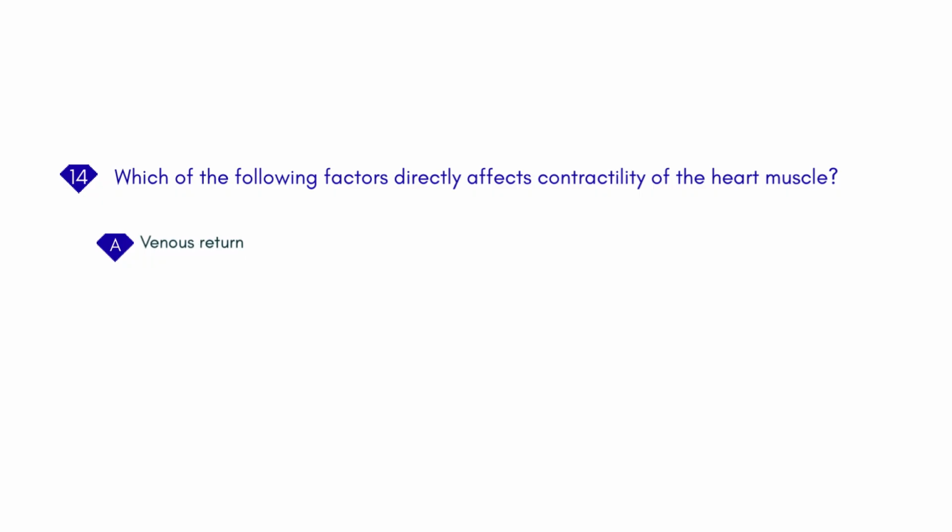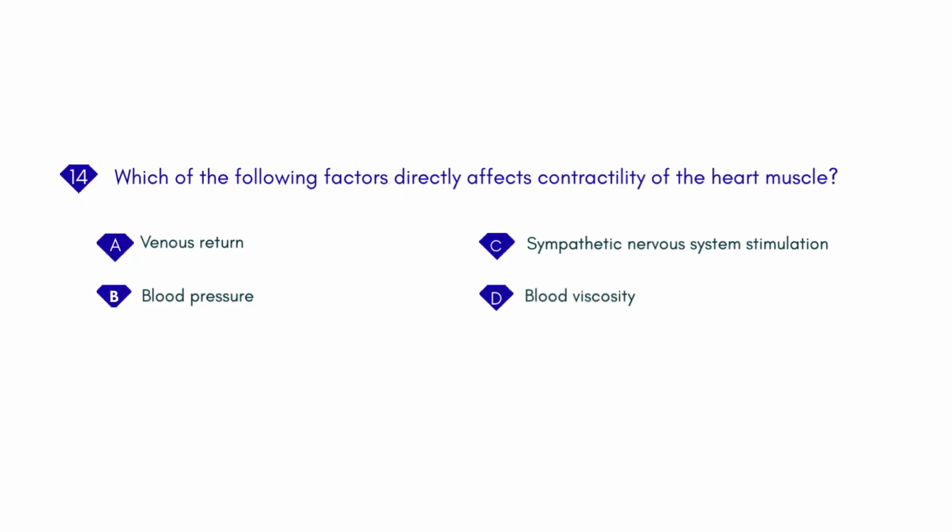A. Venous return. B. Blood pressure. C. Sympathetic nervous system stimulation. D. Blood viscosity. Answer C. Sympathetic nervous system stimulation. Which of the following accurately describes preload?